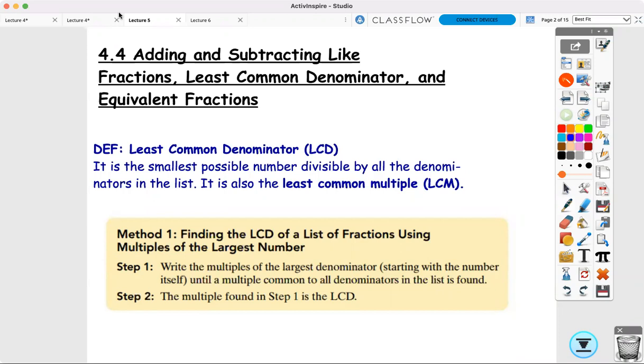So method one is finding it using the multiples of the largest number. Step one, write the multiples of the largest denominator, starting with the number itself, until a multiple common to all denominators in the list is found. Step two, the multiple found in step one is the LCD.